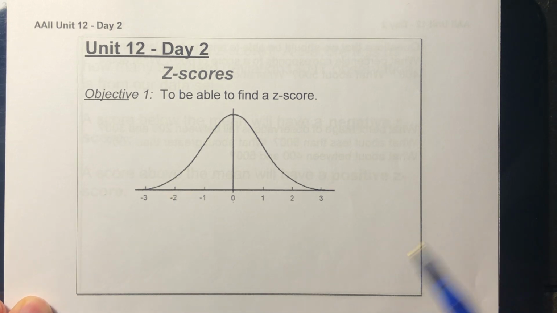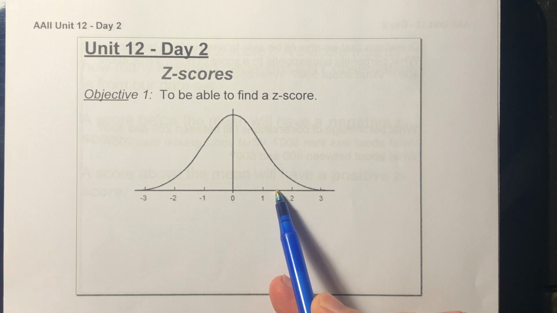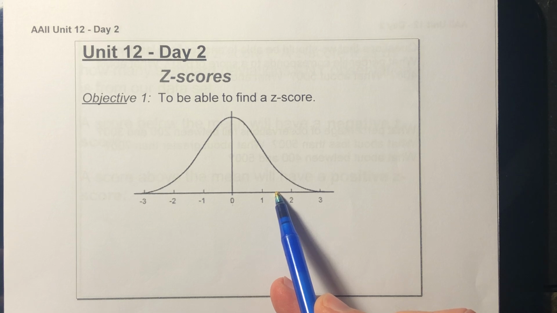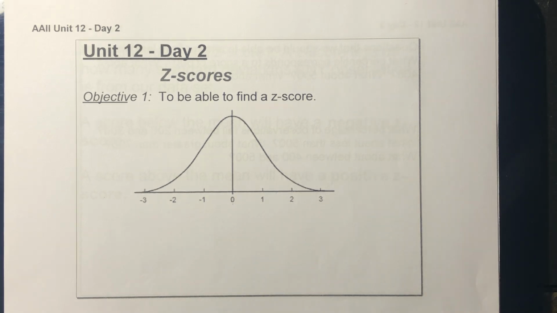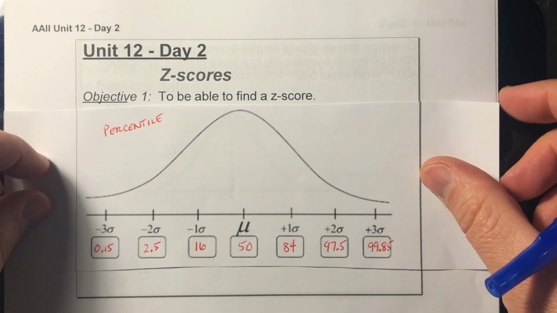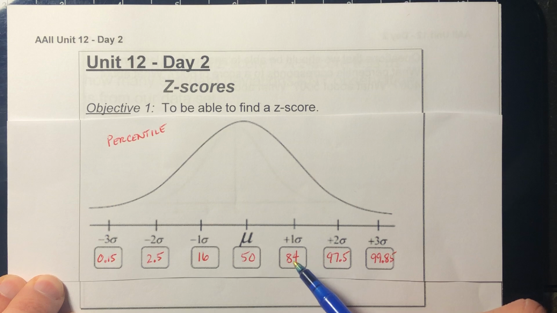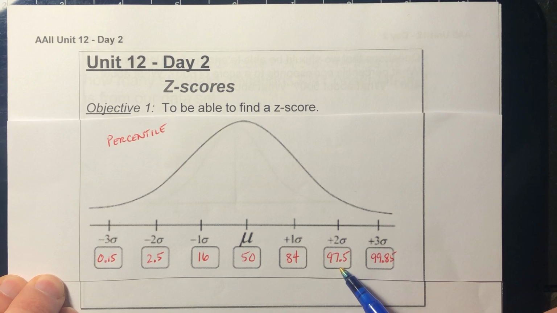Okay? Now, we could be in the middle. So 1.5 would be here. But the key here is to understand when we go to talk about percentiles, remember, let me bring this up real quick. So these were the percentiles, if you recall from last class. 50, 84, and so on. So if I have a z-score of 1, my percentile is going to be 84. If I have a z-score of 2, my percentile is 97.5.